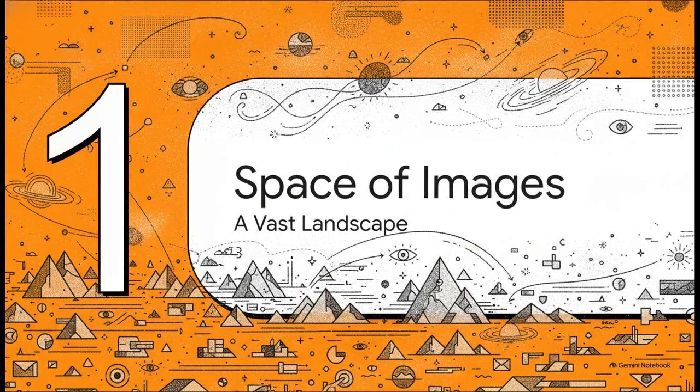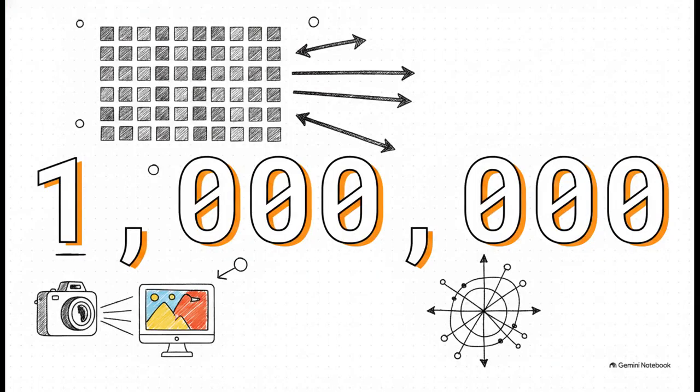Which brings us to Section 1, the vast space of images. To really grasp how this works, we need to completely change how we think about a picture. We have to zoom out and visualize the unimaginable space where all possible images exist. Let's think of data not as a flat canvas, but as a vast, sprawling landscape shaped by probability.